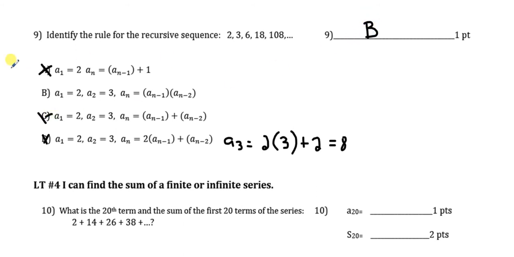More importantly with this one is understanding what this an minus 1 means and an minus 2 means. And then also that in a recursive, at least a1 has to be given.